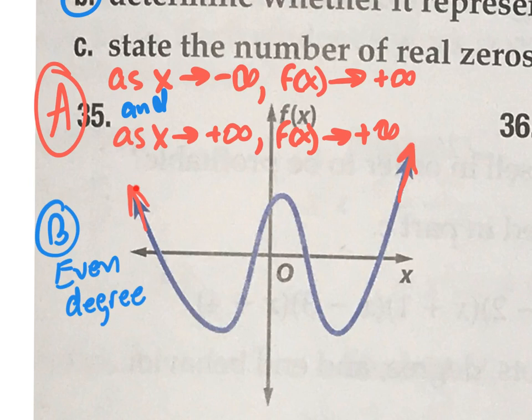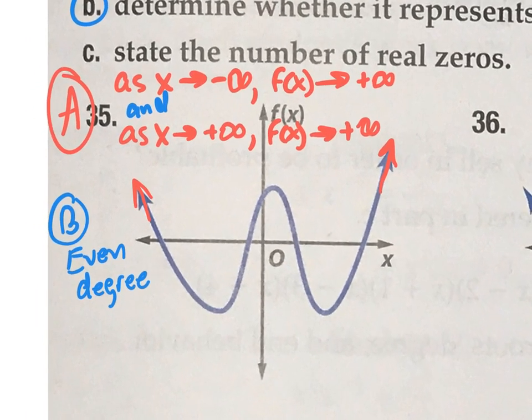But I know that both of them are pointing up. I know it can't be y equals x squared, because y equals x squared will be a regular U-shaped curve, right? So it's at least y equals x to the 4th, x to the 6th, x to the 8th, x to the 10th, some even degree function. And the last thing that they ask for is state the number of real zeros.